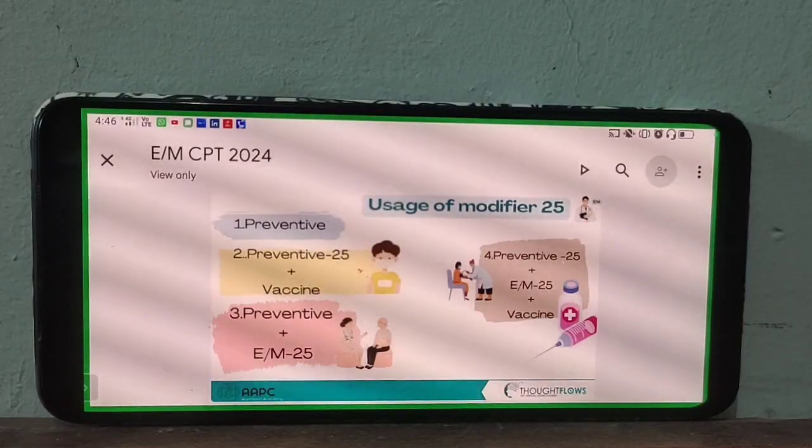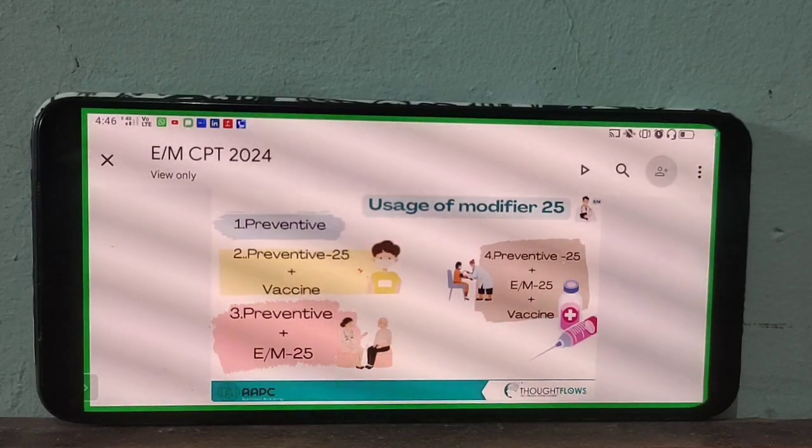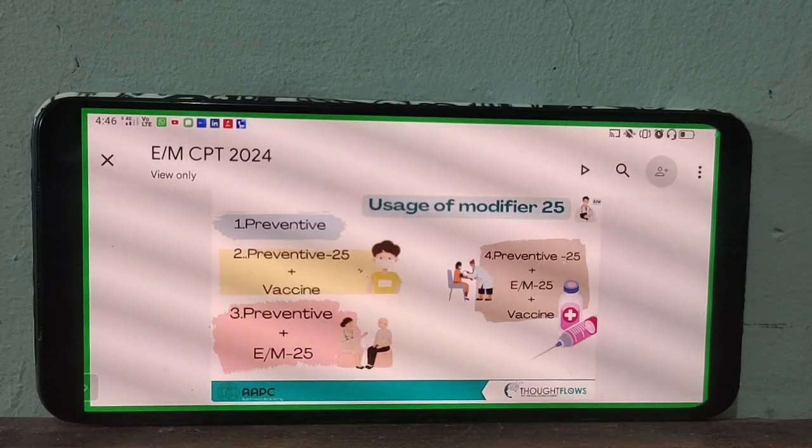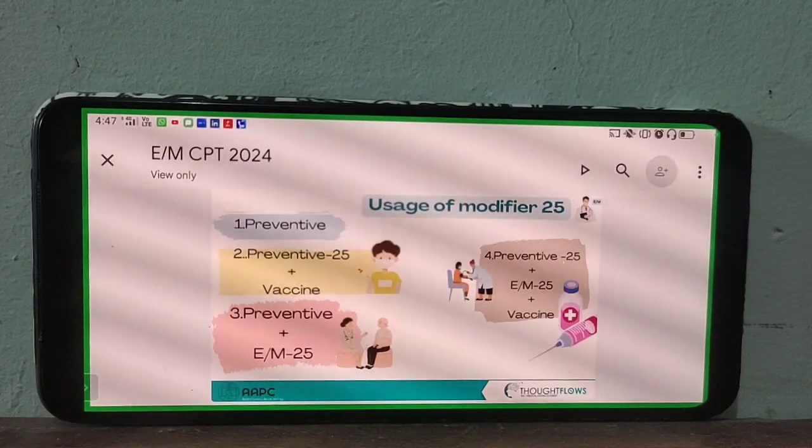Compare this with the vaccine code, which is present in the medicine chapter. That's why it is without the vaccine, with the rest, because preventive medicine codes and E/M codes are present under the chapter of evaluation and management services. So that's why we append modifier 25 with these two codes. Vaccines are from the medicine chapter. We already discussed that modifiers 24, 25 and 57 apply only to E/M services. With the rest of the chapters, we can't apply that modifier.